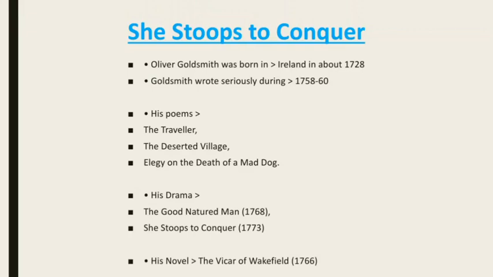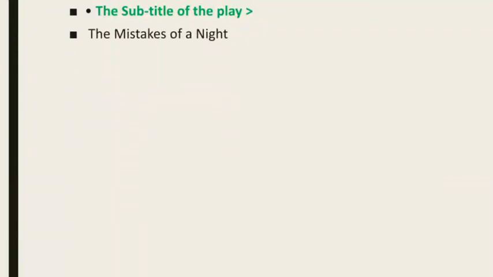We know that he has written a significant novel, The Vicar of Wakefield. It was published in 1766. Now proceed to the subtitle of the play. We know that She Stoops to Conquer has a subtitle. It is The Mistakes of a Knight.